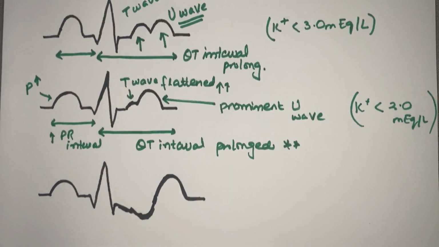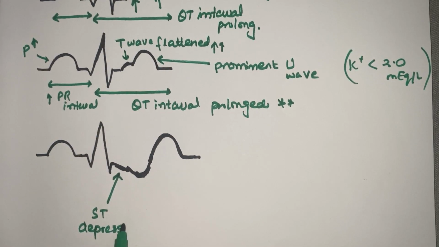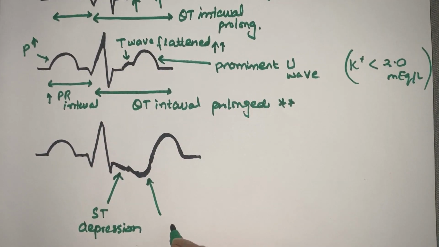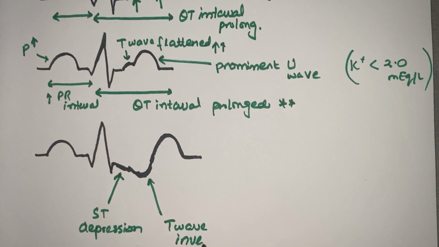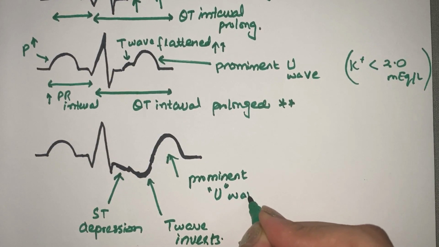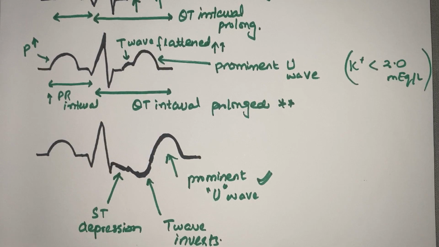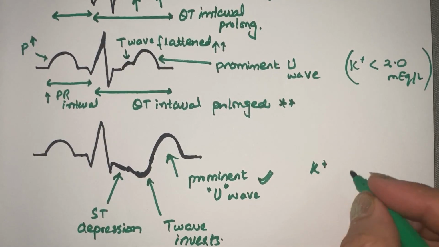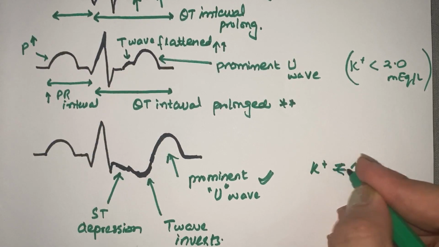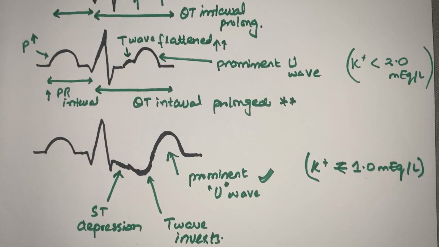Further progressing, the ST segment will also be depressed. So there will be depression of the ST segment, plus the T wave becoming flattened. Ultimately in a severe state the T wave inverts, and there will be a very prominent U wave that will be seen. Of course this U wave is superimposed on the T wave, and a very long QT interval prolongation will be seen. These are the basic features seen on the ECG. These all occur when the potassium ions become less than or equal to 1 milliequivalent per liter. So these are the whole ECG changes seen in a patient with hypokalemia.